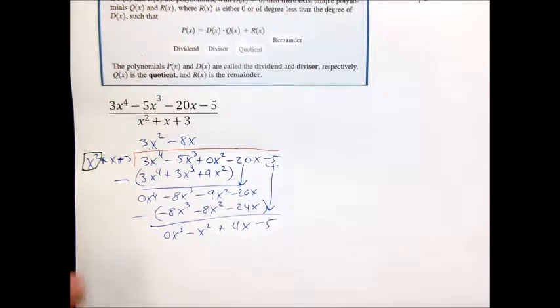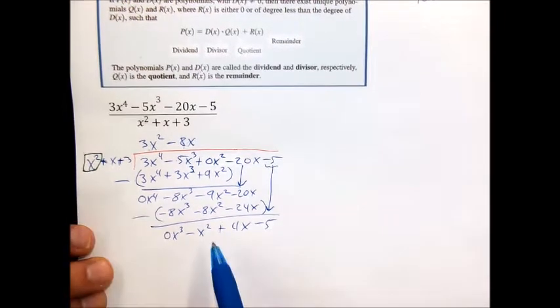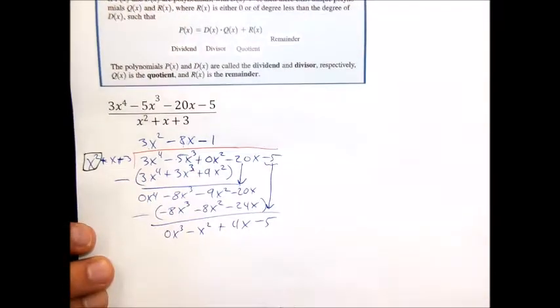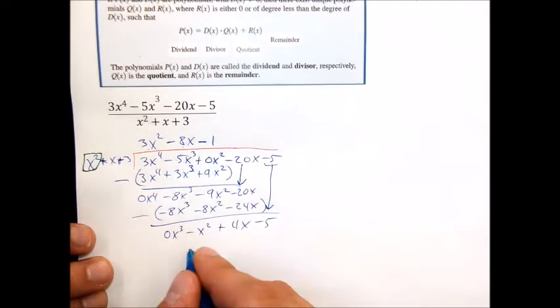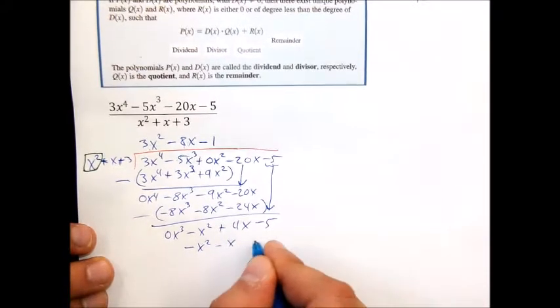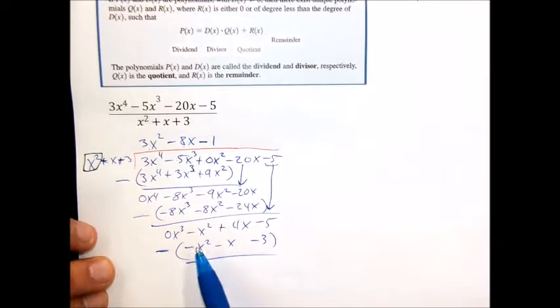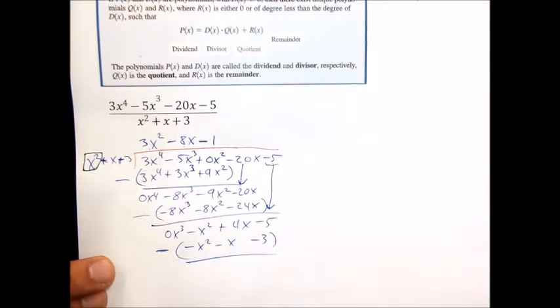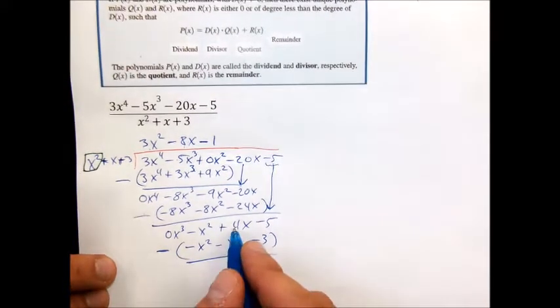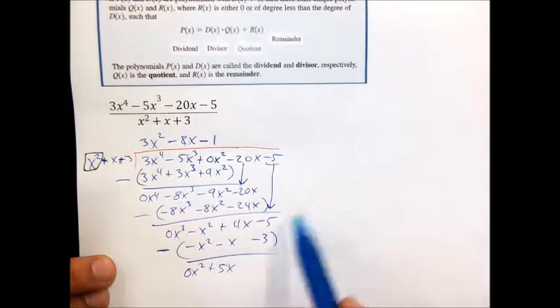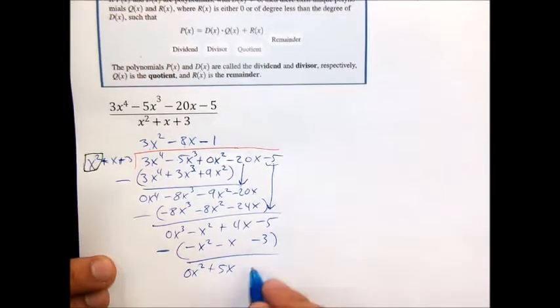And then on the last step here, we say x squared times what gives me minus x squared? That's got to be a minus 1, right? And so we put a minus 1 there, we multiply it through, and we do our final step of subtraction. Again, all these are going to end up being plus, so be careful. So this one's obviously 0. 4 plus 1 is 5x. And then a minus 5 plus 3 is minus 2.